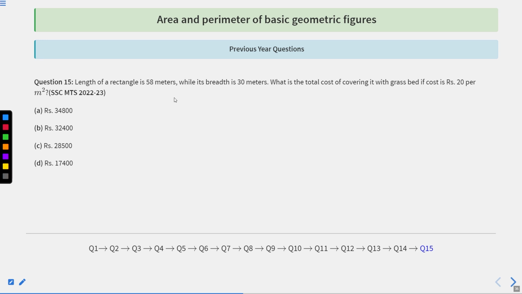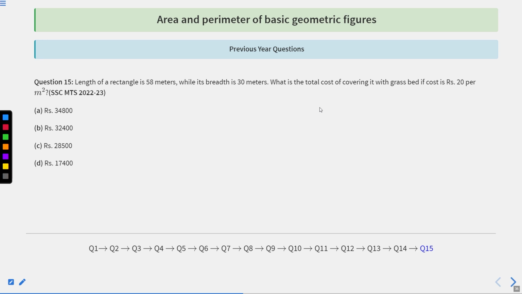The length of a rectangle is 58 meters while its breadth is 30 meters. What is the total cost of covering it with grass bed if it costs rupees 20 per meter square? This is very much similar to the problem we did earlier in the case of the trapezium. We are provided with a rectangle whose length is 58 and whose breadth is 30 meters, and its cost per meter square is given to us. So we are interested in finding the cost to cover the complete rectangular field with grass.